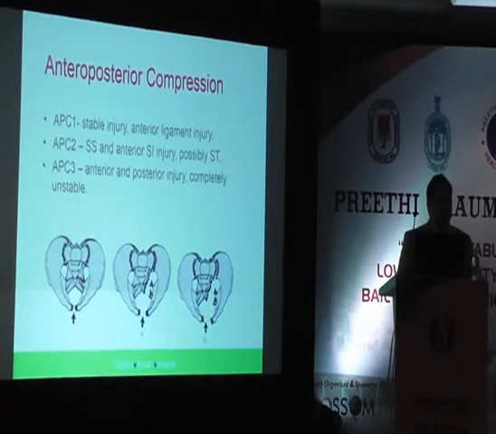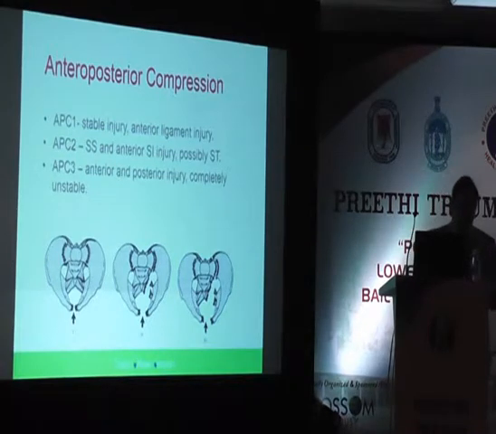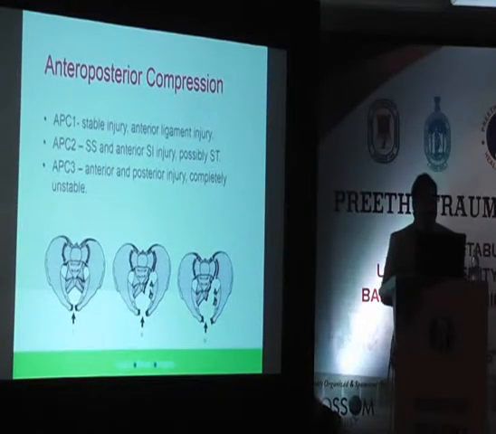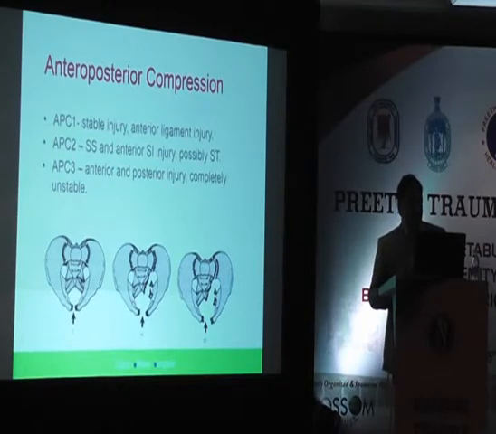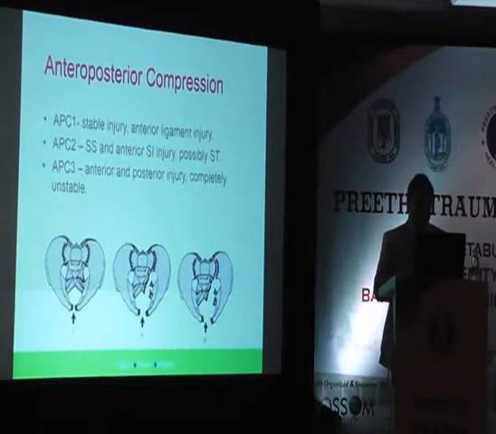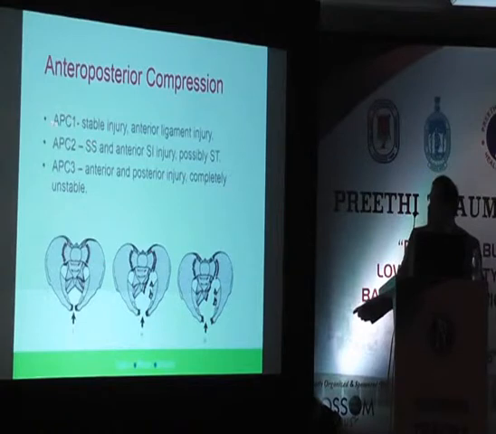And beyond 2.5 centimeters, as the gap in the pubic symphysis increases, it has been found that gradually the sacrospinous and the sacrotuberous ligaments get torn, then the anterior sacroiliac joint ligaments and the interosseous sacroiliac joint ligaments get torn, and finally the posterior sacroiliac ligament gets torn. So that is the severity of the injury, and that's how it has been graded also. And APC1 is a stable injury with anterior ligament injury.